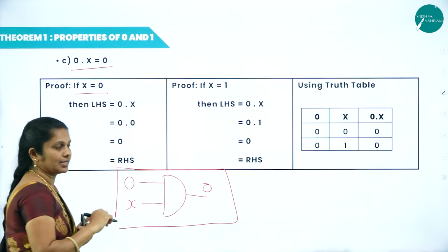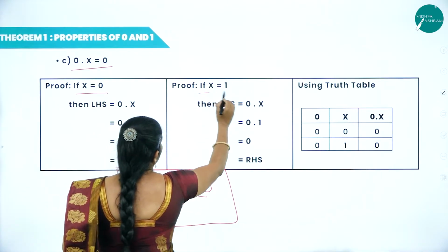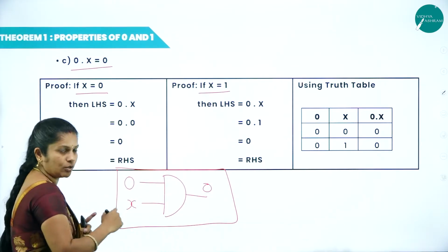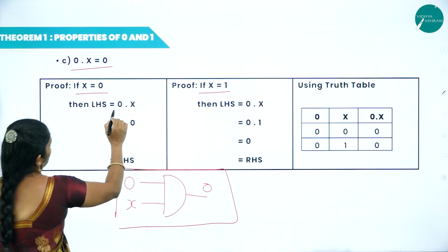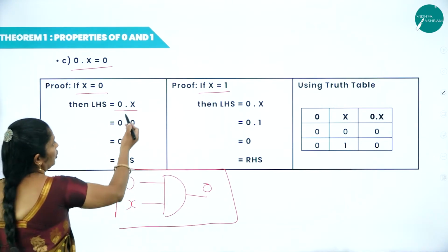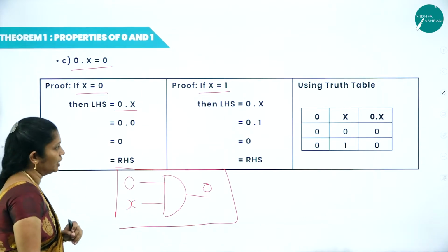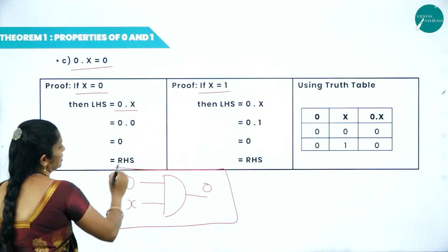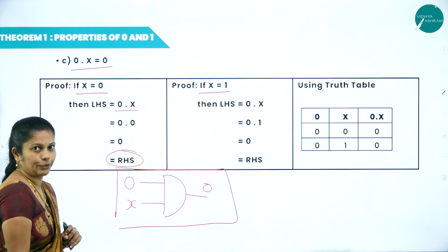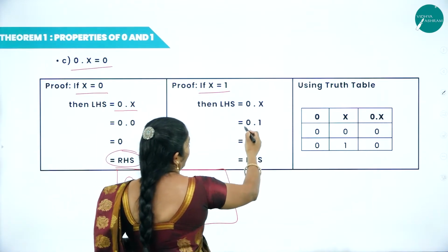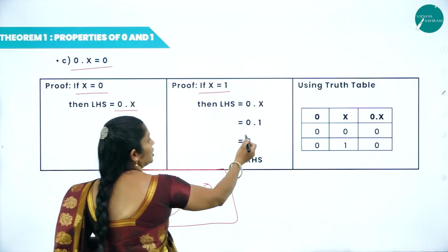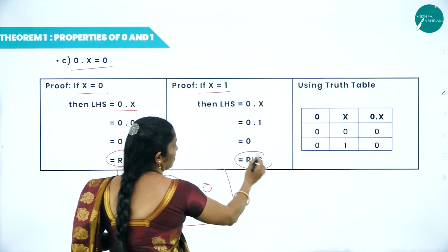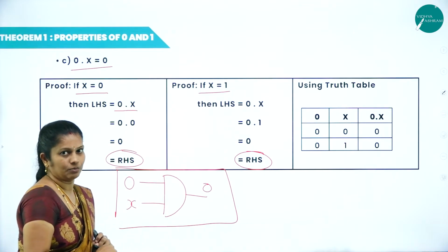Now, when you want to prove this by using the perfect induction method, one time we are going to substitute x equals 1 as well as 0. Now, the equation is 0 into x. In the place of x, we substitute 0. Then 0 into 0 is nothing but 0, which is your right hand side value. In the same way, 0 into x, in the place of x we substitute 1. Then 0 into 1 is nothing but 0, the same as your right hand side value.